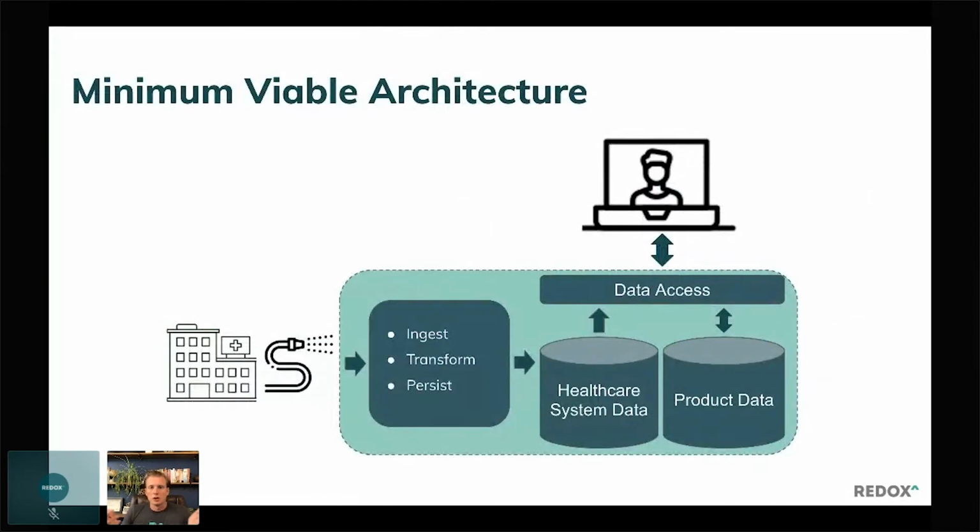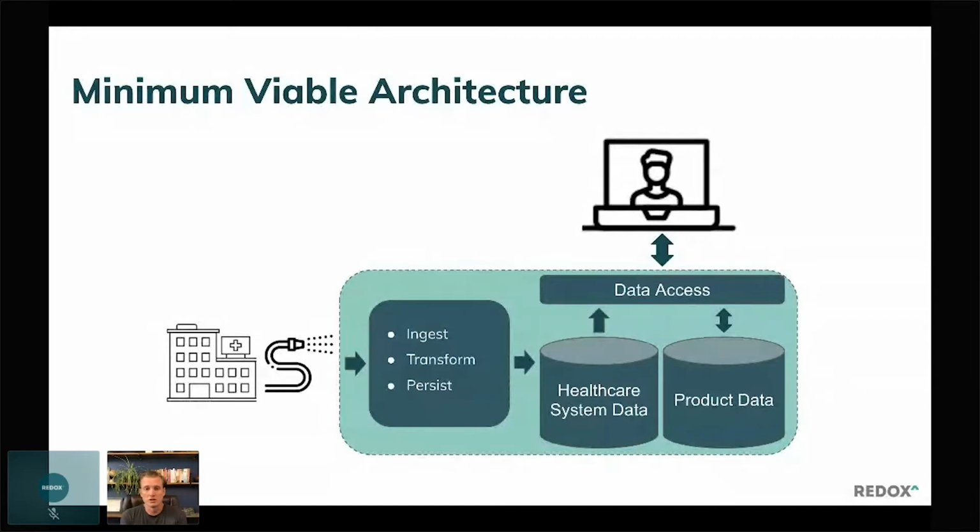So minimum viable architecture. When you get into healthcare integration, there's kind of a minimum amount of work that you have to do to start receiving data and integrating that healthcare data into your system and making it valuable and useful to your product. On the left there, that's our little healthcare system. And what looks like a garden hose represents what we actually like to call the fire hose of healthcare data coming from that health system. That little garden hose makes it slightly less intimidating, but trust us, it is as intimidating as a fire hose at times.